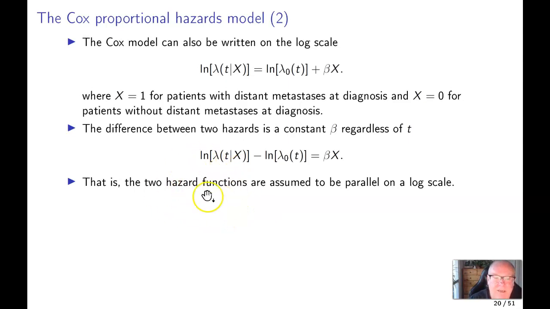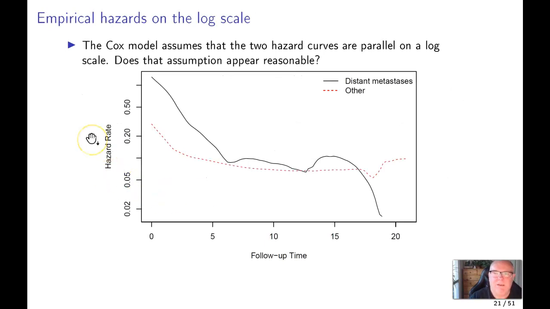And this relationship is important because when we assess the proportional hazards assumption, it's often easier to put the curves on the log scale and look for a difference. So, the Cox model assumes that the two hazards are parallel on a log scale.